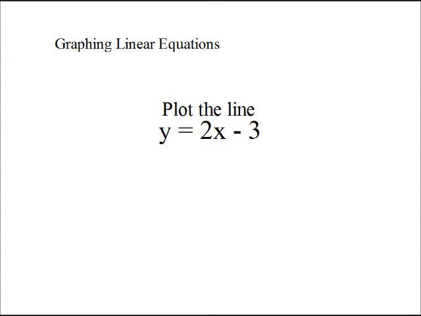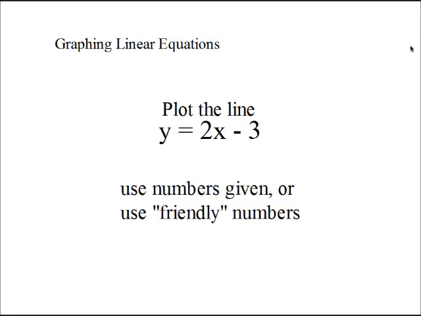When graphing linear equations, there's a number of different ways we can go about it. There's also two very easy ways. Sometimes they'll give you specific points they want you to plot, and other times you might have to use what's known as friendly numbers. Let's take a look at this example, y equals 2x minus 3.